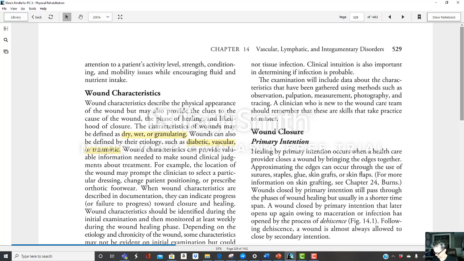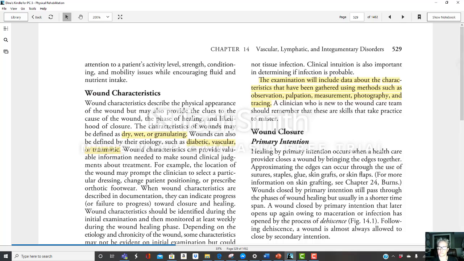The examination will include data about the characteristics that have been gathered using methods such as observation, palpation, measurement, photography, and tracing. A clinician who is new to the wound care team should remember that these are skills that take practice to master.